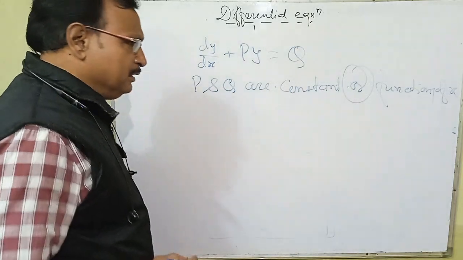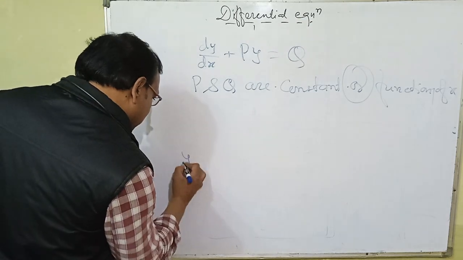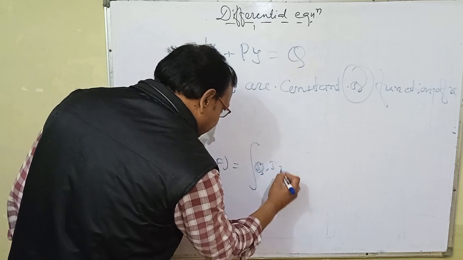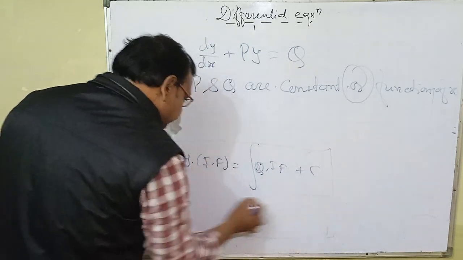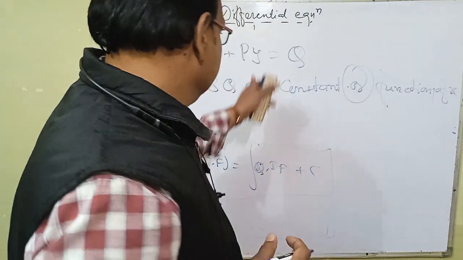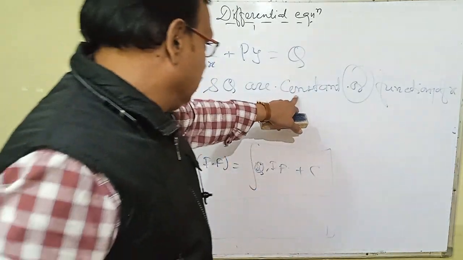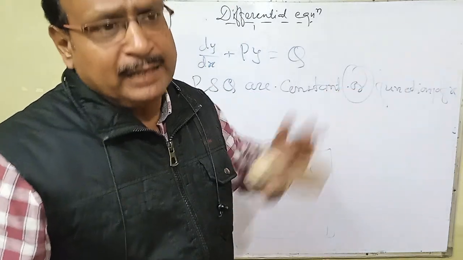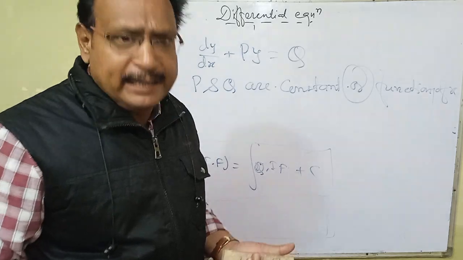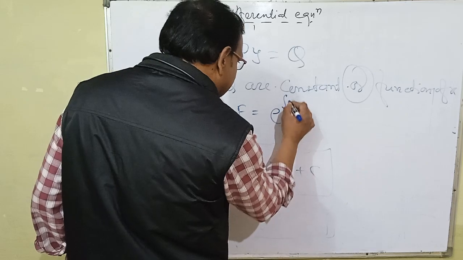And what is the solution of these equations? The solution of the equation is y into integrating factor is equal to integration of q into integrating factor plus c. Here is the formula to find the solution of this linear equation dy by dx plus py is equal to q, where p and q are either constants or functions of x. But here a very important term is the integrating factor. What is the integrating factor? Integrating factor is e to the power integration p dx.